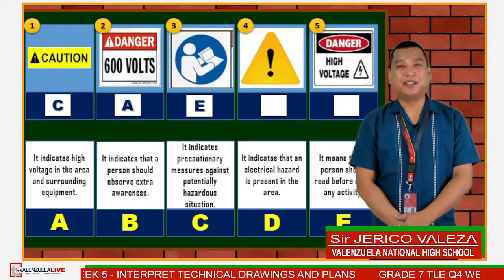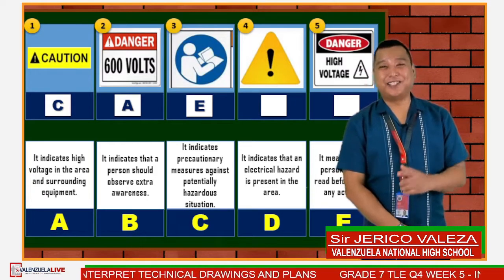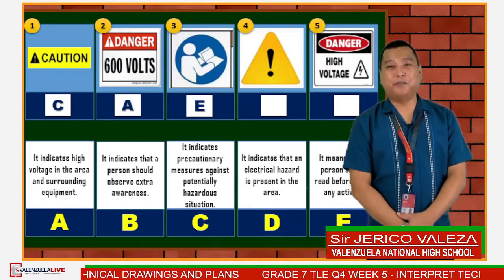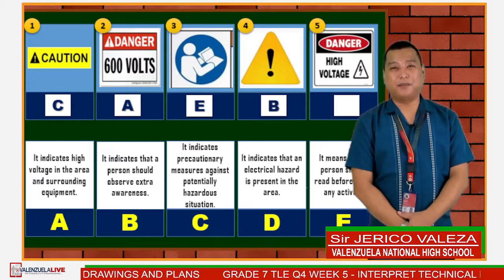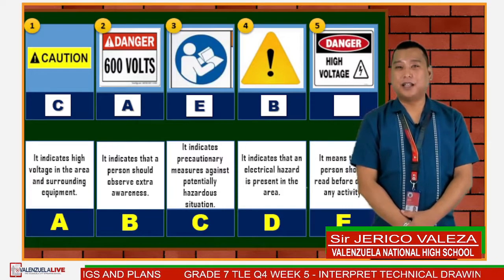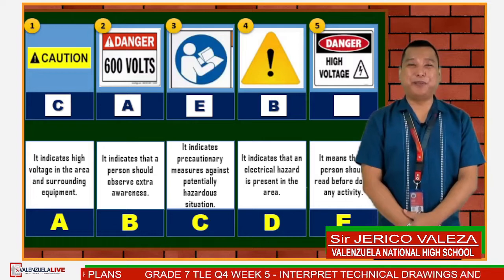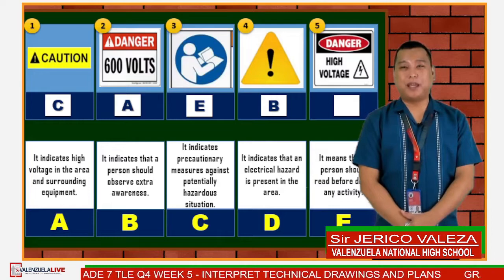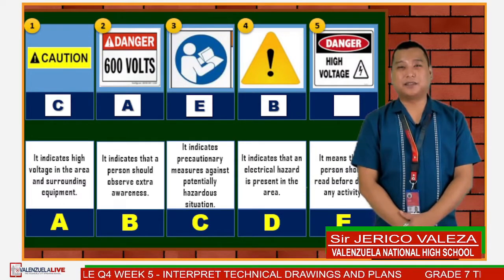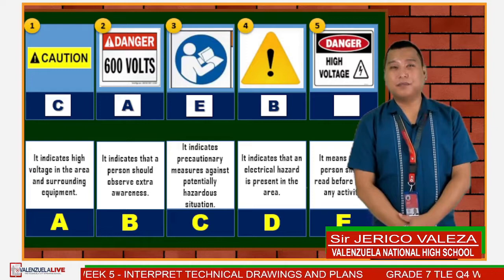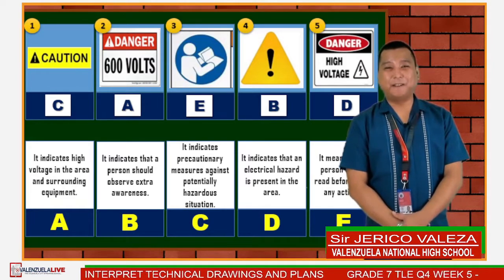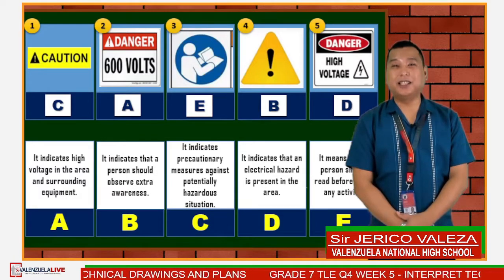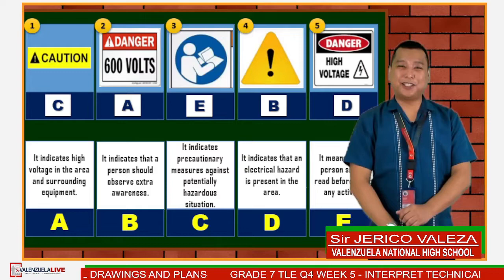Number 3, what is your answer? Letter E. It means that a person should do some reading before doing any activity. Number 4, very good. Letter B indicates that a person should observe extra awareness. Number 5, yes, letter D indicates that electrical hazard is present in the area. Good job, learners!